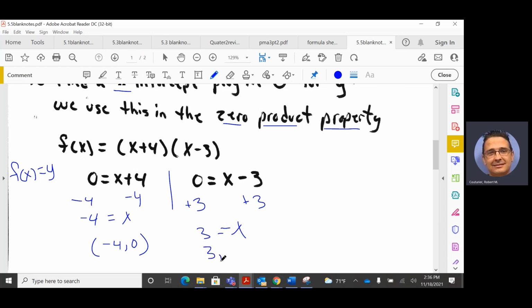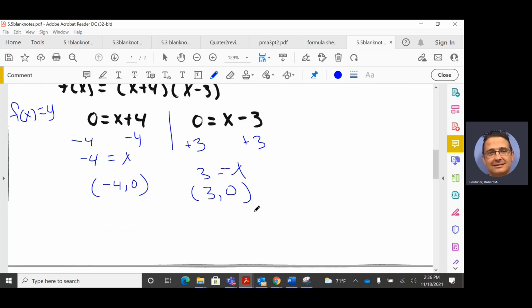And this would be my other coordinate of my x-intercept. So again, you're using the zero product property to solve these if they already have it in this factored out form. And we'll talk more about this in another chapter, but you never know when you might see this.